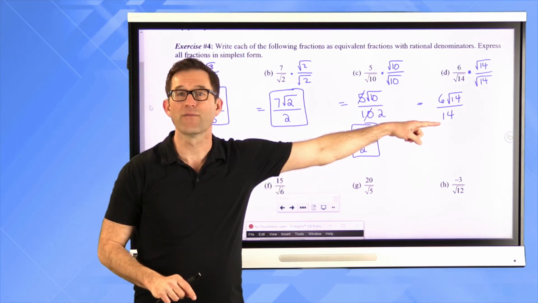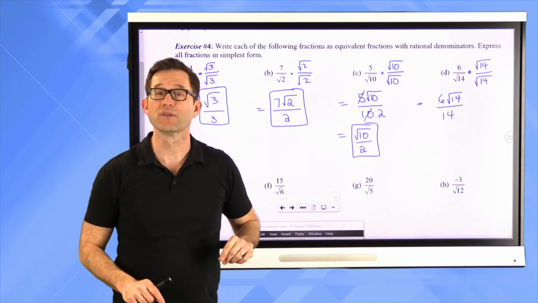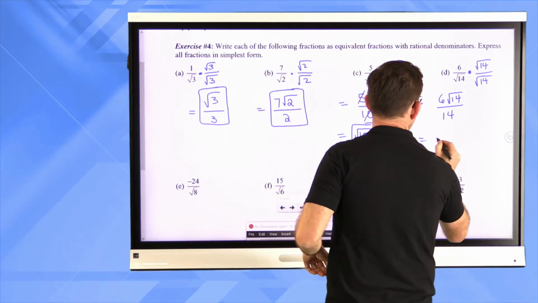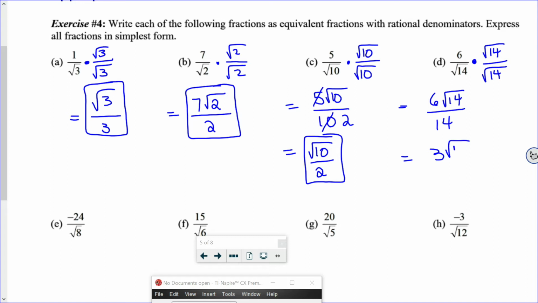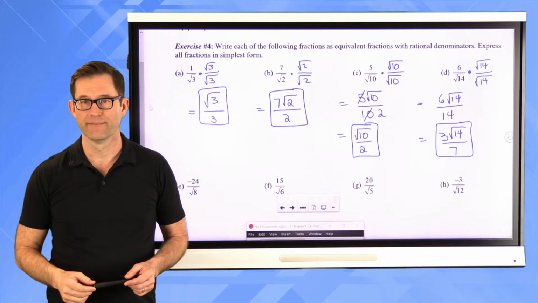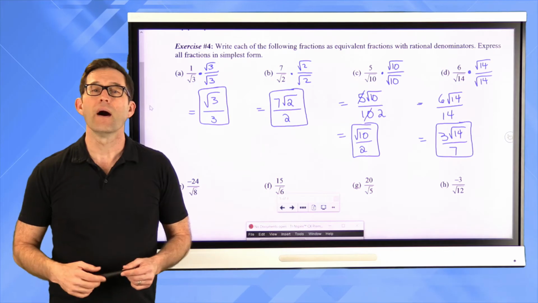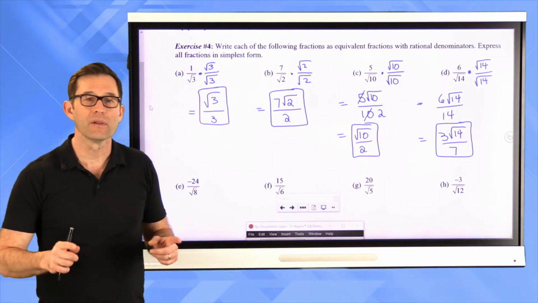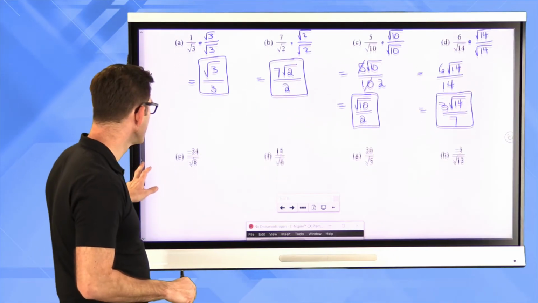The 6 and the 14, both of those are divisible by the number 2. So if I divide a common factor of 2 out from both of those, in the top I'll get 3 times the square root of 14, in the bottom I'll get 7. So I'll get 3 square root of 14 all over 7. All of that is simple enough, but there are some that are a little bit more complicated as well.